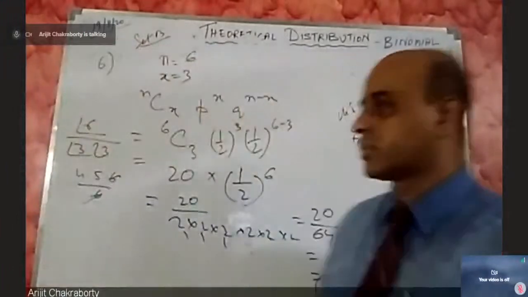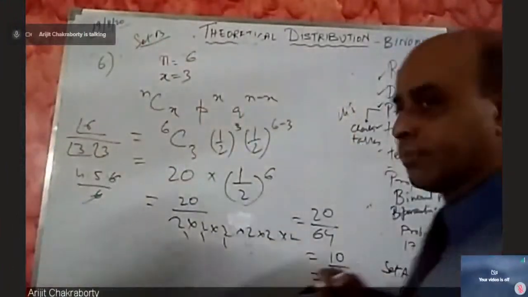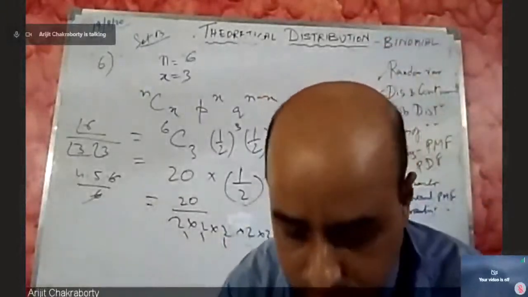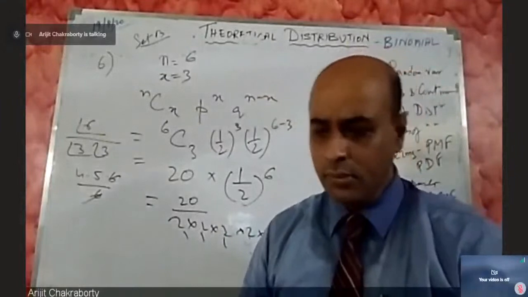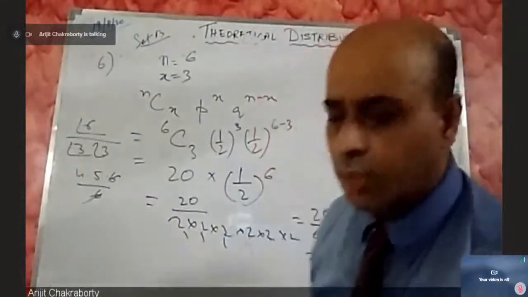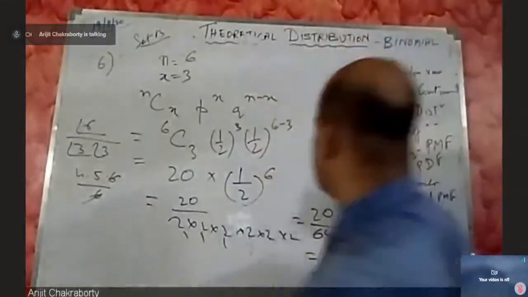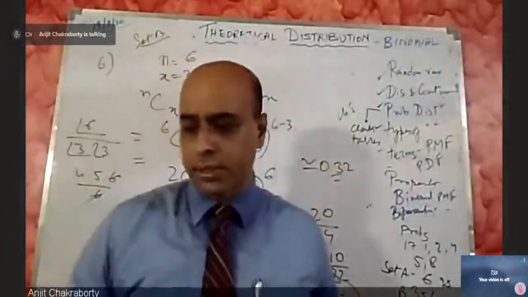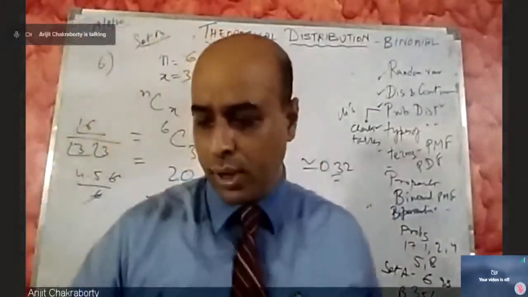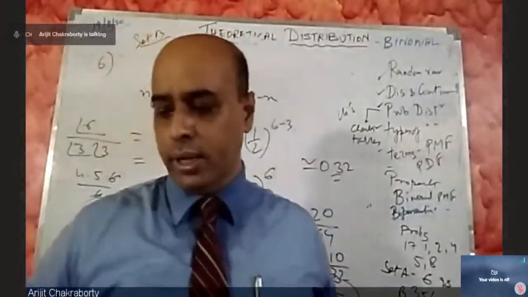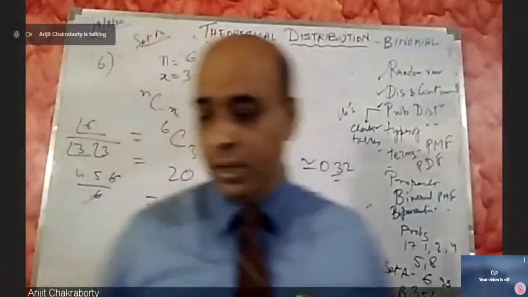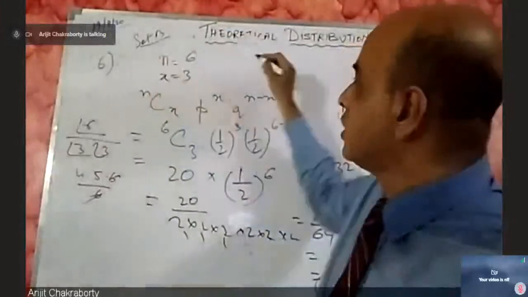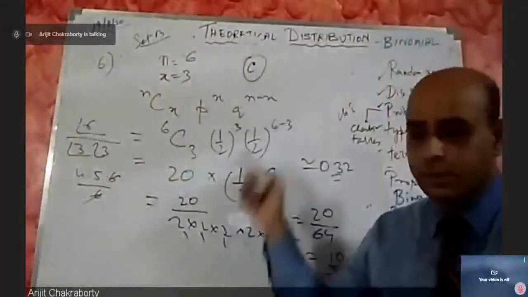So 5 by 16 will give you a decimal. Just check 5 by 16. I think you will be getting 0.32 approximately. Let's see the answers. Options are given: 0.50, 0.25, 0.3125 and 0.6875. So 0.3125 is the correct answer. So for 6, the option is C. Okay, this is how we solve.